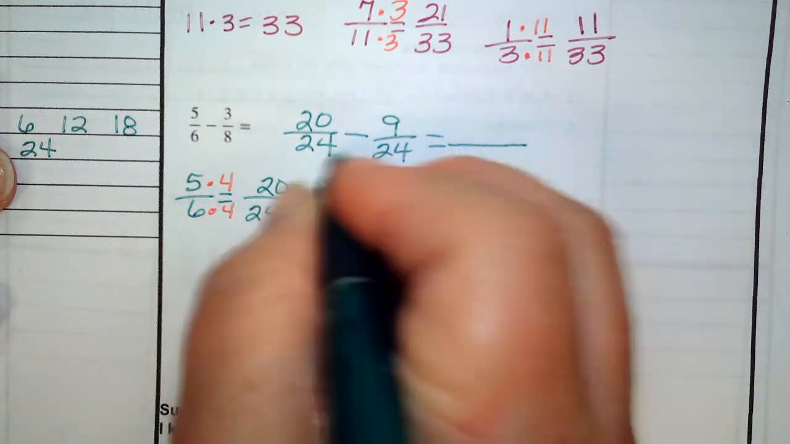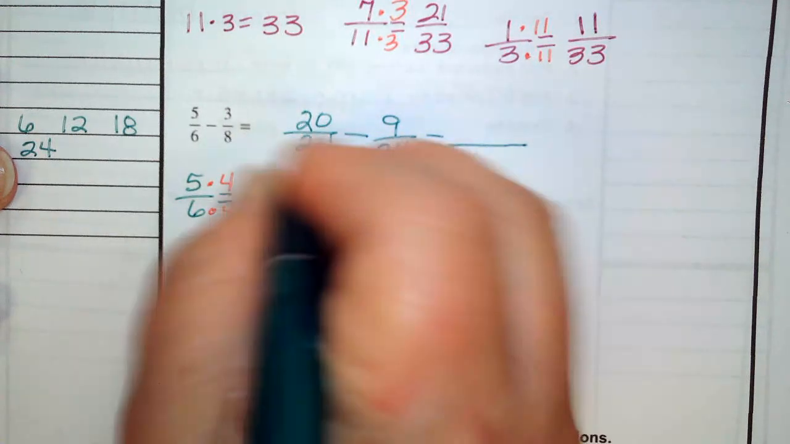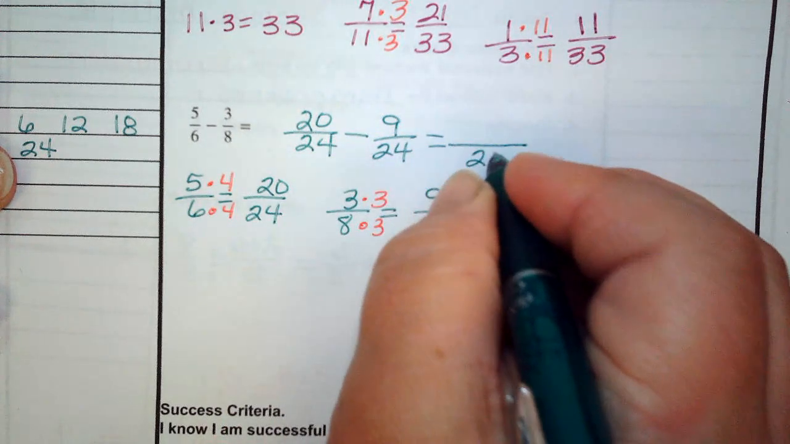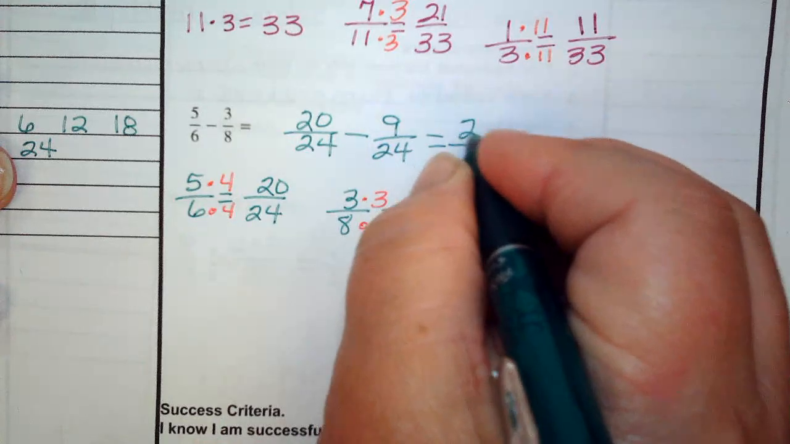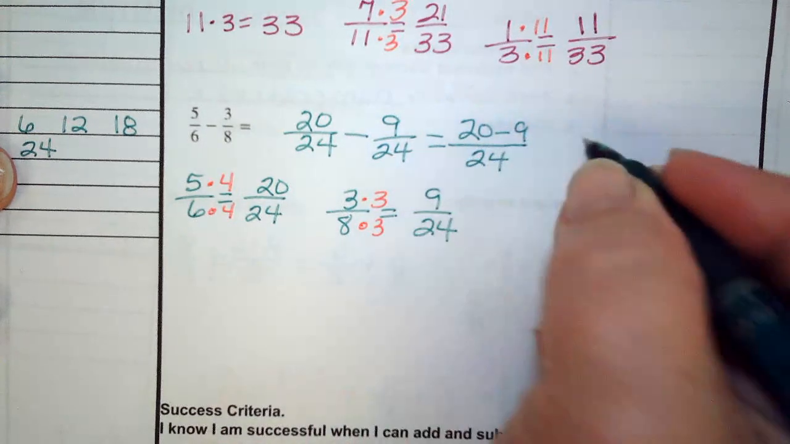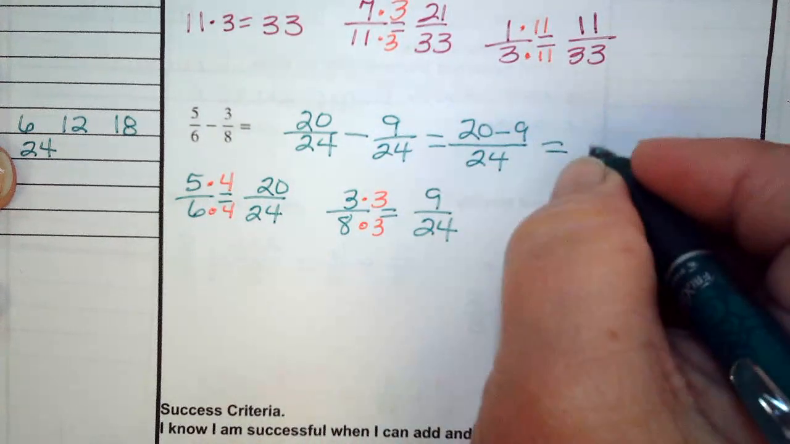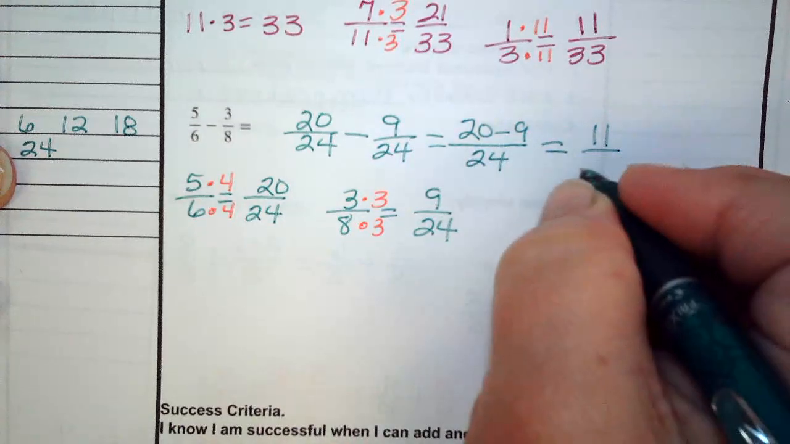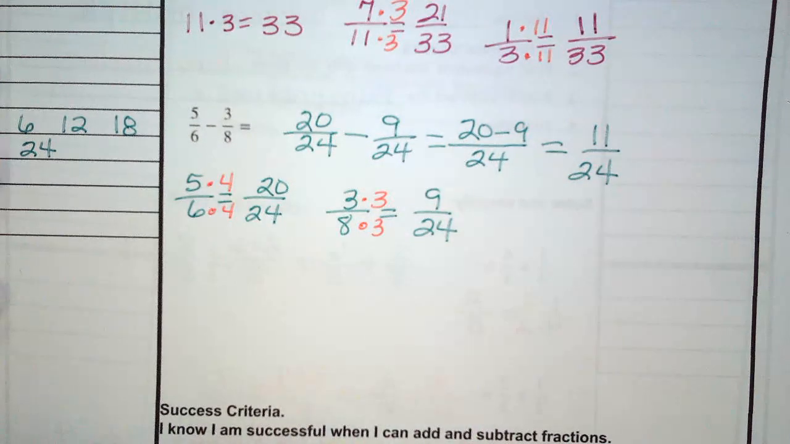The denominators are the same, so that's 24. The top number is 20 minus 9. 20 minus 9 is 11 over 24. 11 over 24 cannot be simplified, and we're done.